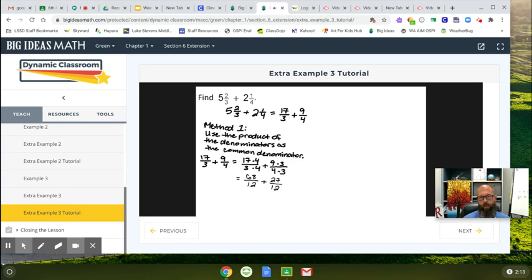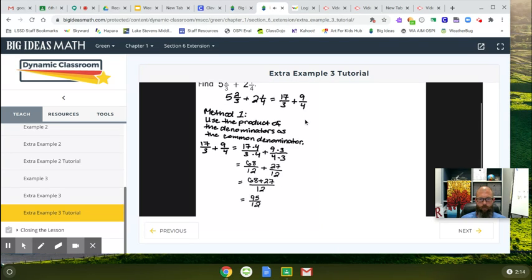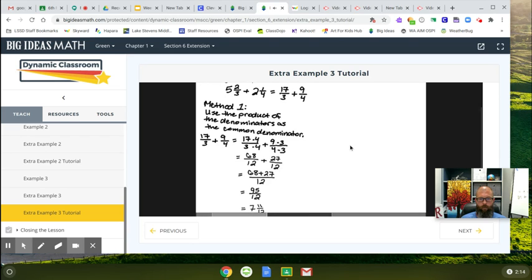If you need to pause it, pause it. 68/12 plus 27/12. Now you want to add the numerators, giving you 68 plus 27 all divided by 12. 68 plus 27 is 95. So you are left with 95/12, which equals 7 11/12. So 5 2/3 plus 2 1/4 equals 7 11/12.